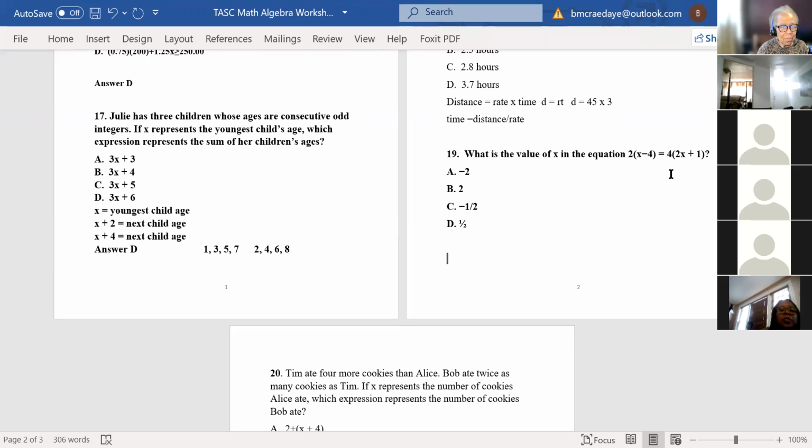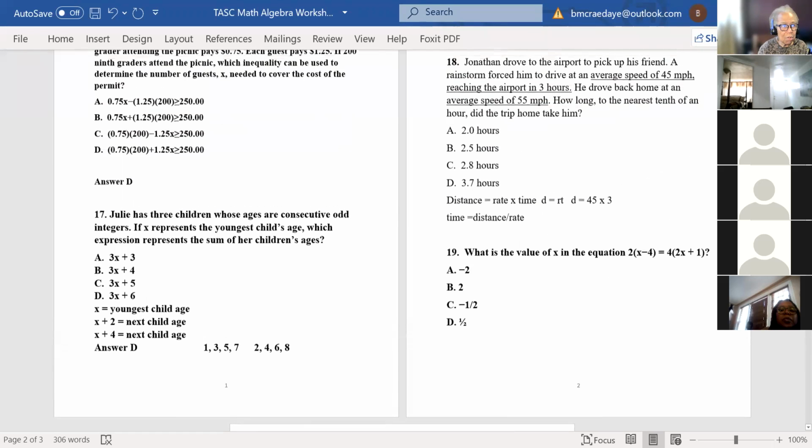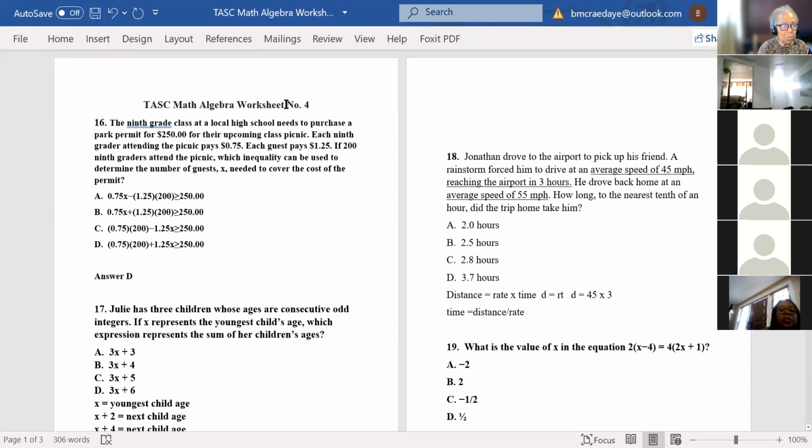What's the topic on this page, Miss, again? It's math algebra worksheet number 4. What's the topic on this page? Math algebra worksheet number 4. Okay.